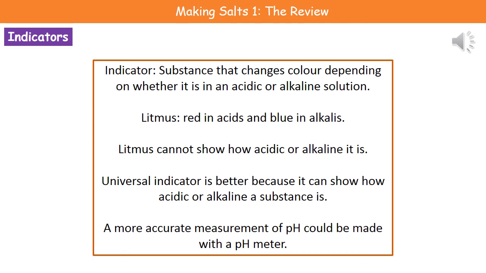So universal indicator is better than litmus because it can show us how acidic or alkaline the substance is, because we get that range of different colours that allows us to then associate that with a particular pH. Obviously that does still involve trying to match colours, and if you've used universal indicator you know it's not always easy. So a far more accurate measurement of pH could be made by using a pH meter.